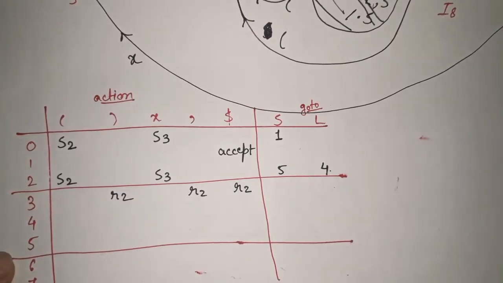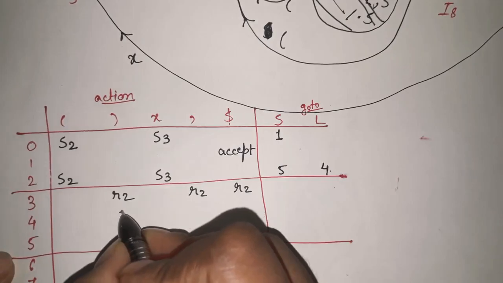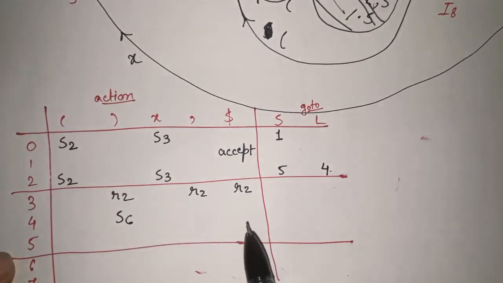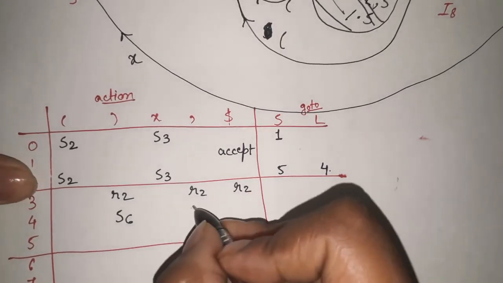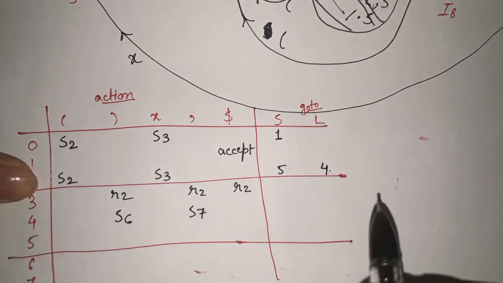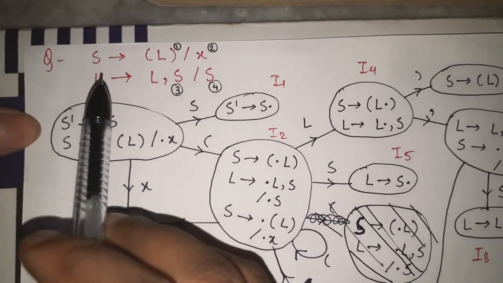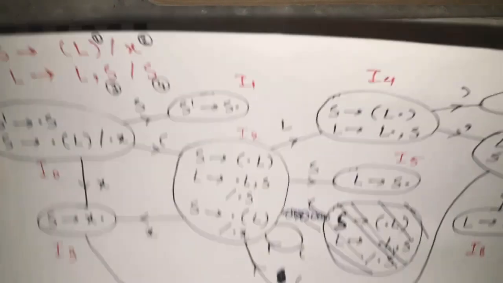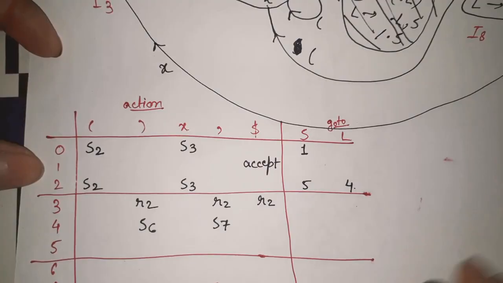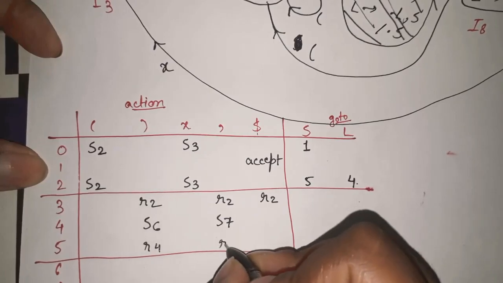Now see state number 4. From 4 on opening bracket we are going to 6, that is S6. From 4 on comma we are going to 7, that is S7. So this is all about our 4th row. Now for the 5th row, L gives S dot is my production number 4. So I have to write R4 under the follow of L, which is opening bracket and comma.